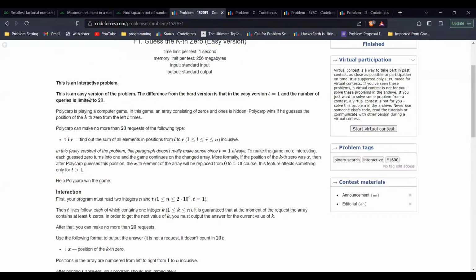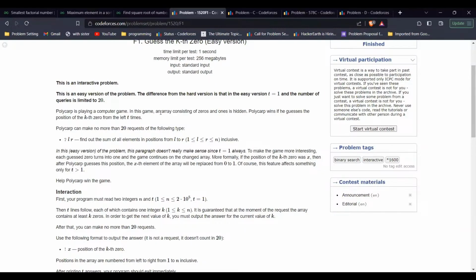In this problem, Polycarp is playing a computer game, and in this game an array consisting of zeros and ones is hidden. Polycarp wins if he guesses the position of the kth zero from the left t times. Polycarp can make no more than 20 requests of the following type: question mark L R, which gives the sum of elements in positions from L to R. Since this is an easy problem, t is always equal to 1.